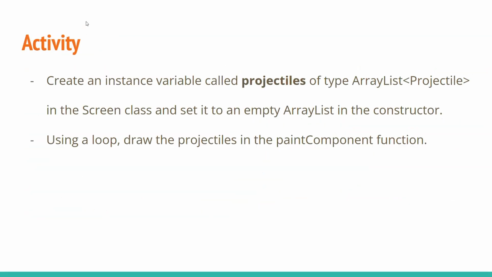So now create an instance variable called projectiles of type ArrayList<Projectile> in the screen class. So we're moving from the projectile class to the screen class, and set it to an empty ArrayList inside the constructor. And then using a loop, draw the projectiles in the paintComponent function. So loop through that ArrayList of projectiles and then call the draw function on it. And you can just look inside the Drawable interface and then call that method that we created.